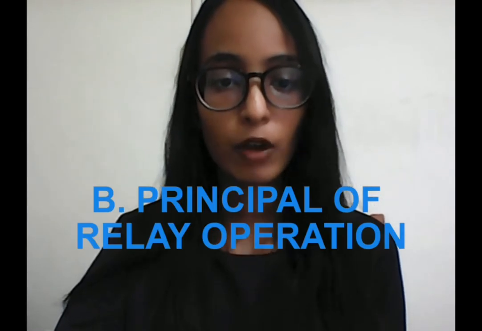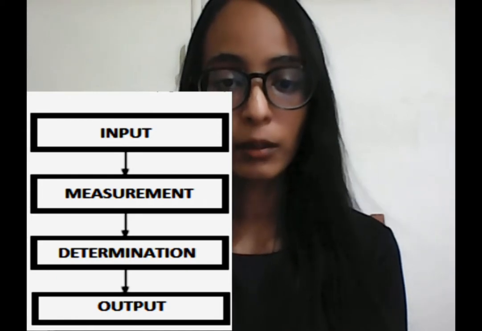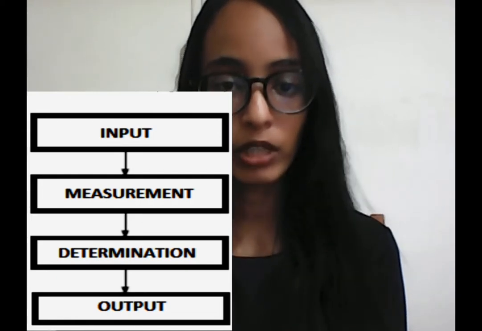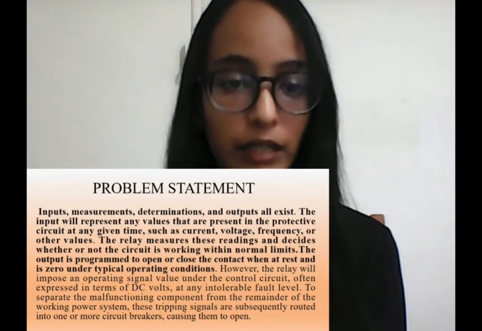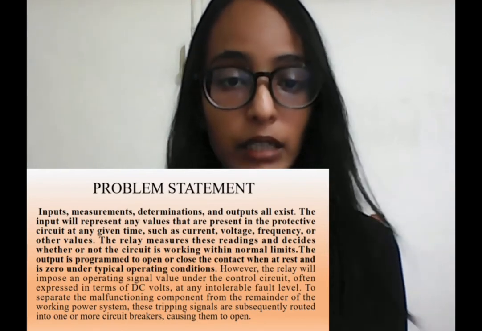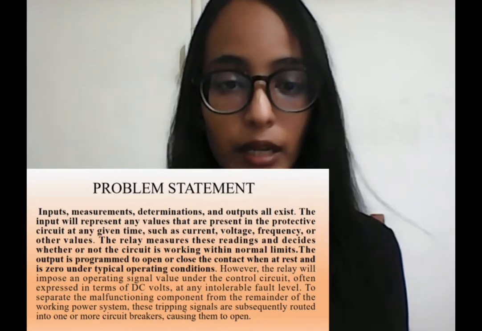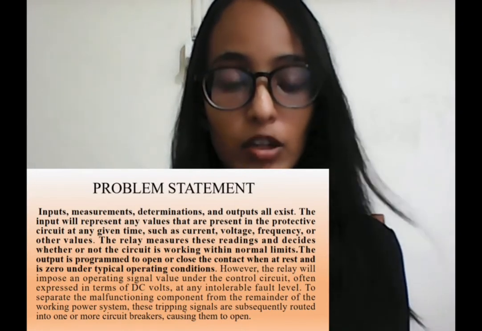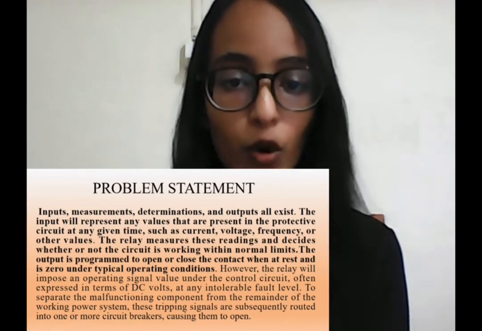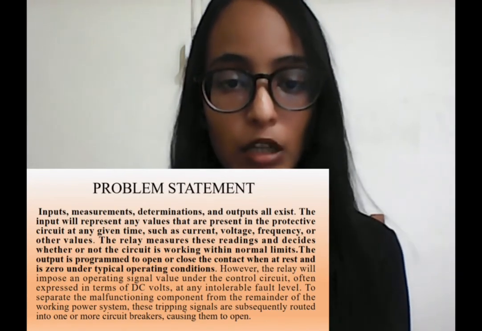So, the principle of a relay operation. This figure shows the protective scheme logic operation, which starts from the input, measurements, determination and output. The input will represent any values that are present in the protective circuit at any given time, such as current, voltage, frequency or other values. The relay measures the readings and decides whether or not the circuit is working within the normal limits. The output is programmed to open or close the contact when at rest and is zero under typical operating conditions.